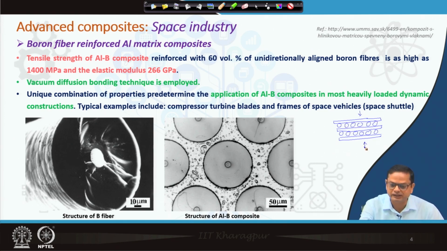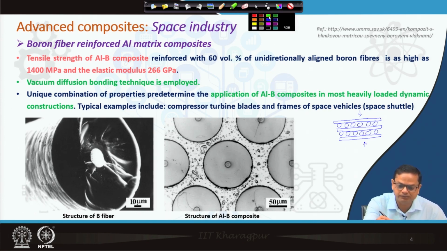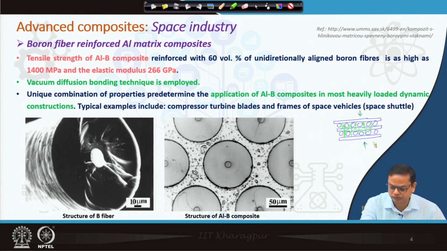And because of that, this aluminum layer will now diffuse in between the boron fibers. So, aluminum metal will diffuse in between the boron fibers like this, at higher temperature and pressure. We are applying both temperature and pressure here, and that leads to this kind of microstructure formation.